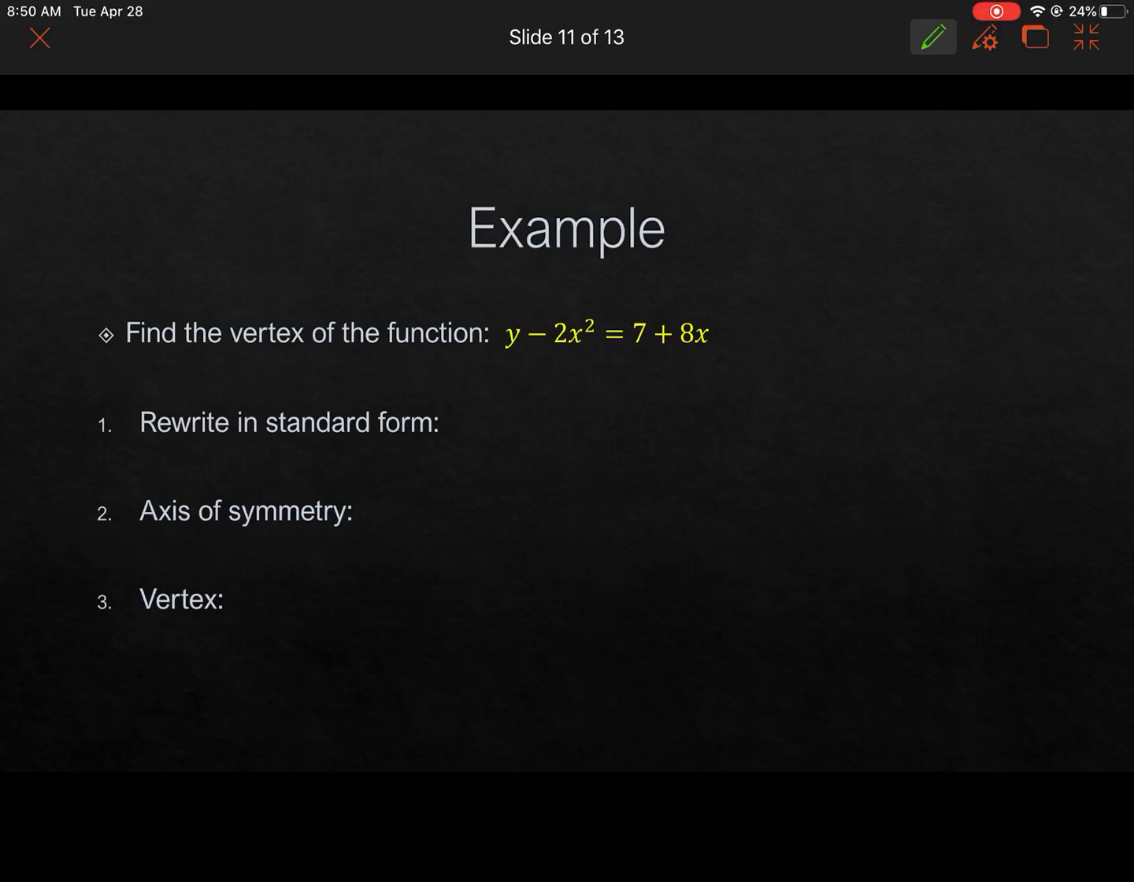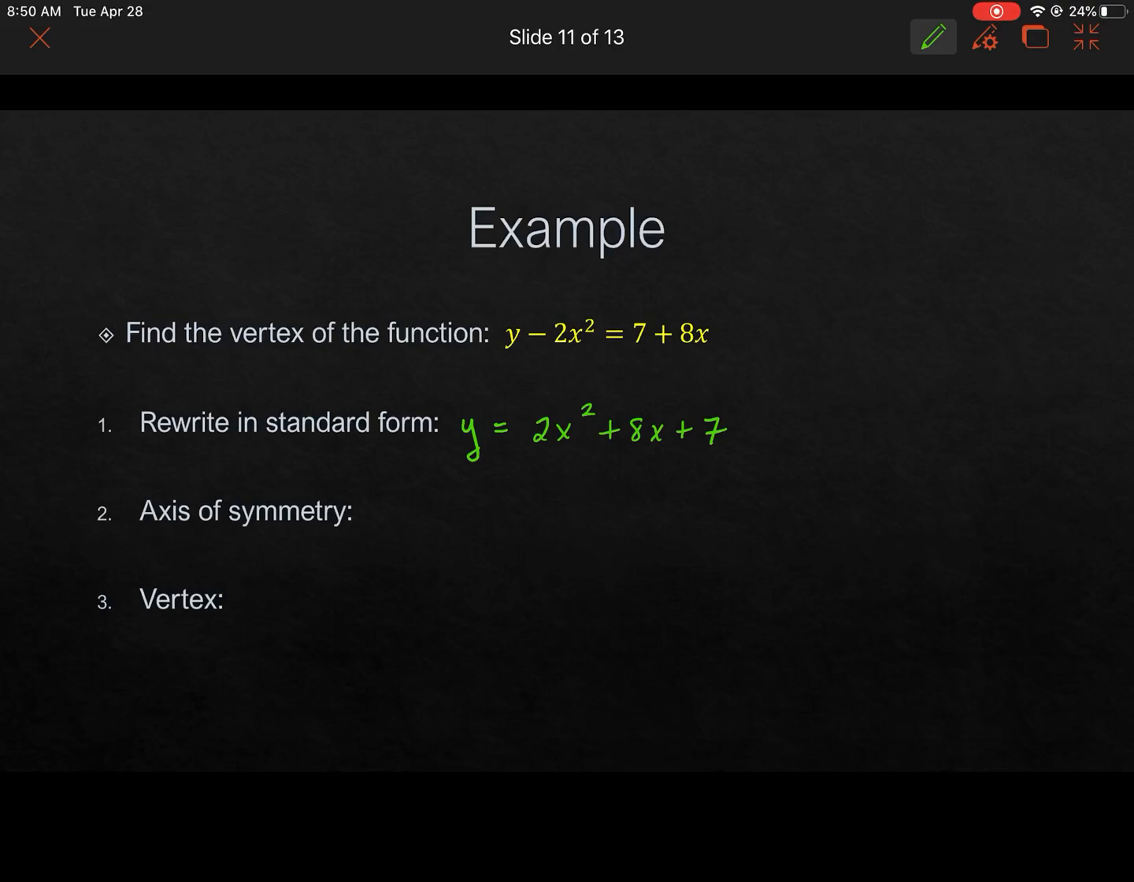All right, so let's look at an example. So if I ask you to find the vertex of this function, the first thing you have to do is rewrite it in standard form, which means we need to get it as y equals with everything else on the right-hand side. So y equals, I'm going to add 2x squared. So 2x squared plus 8x plus 7. So just rearranging some things to make sure it's in standard form.